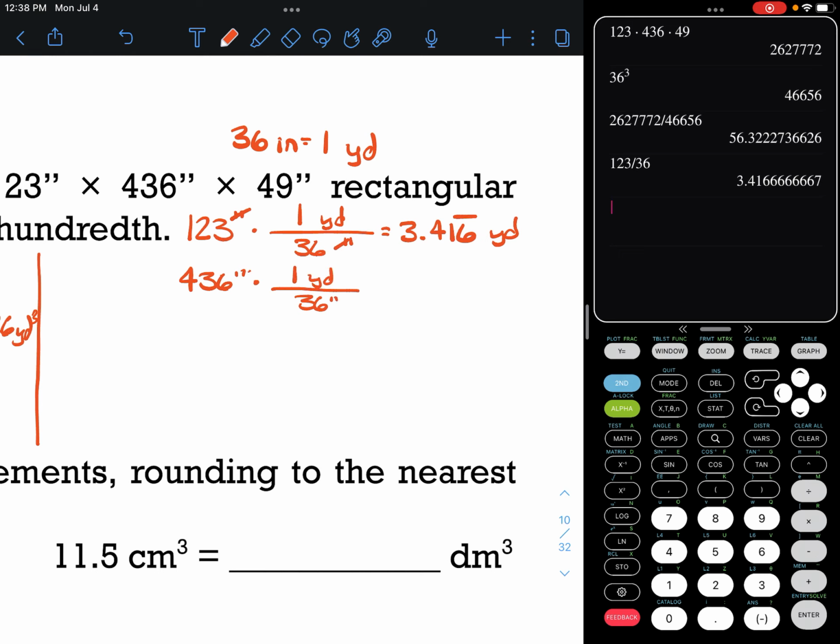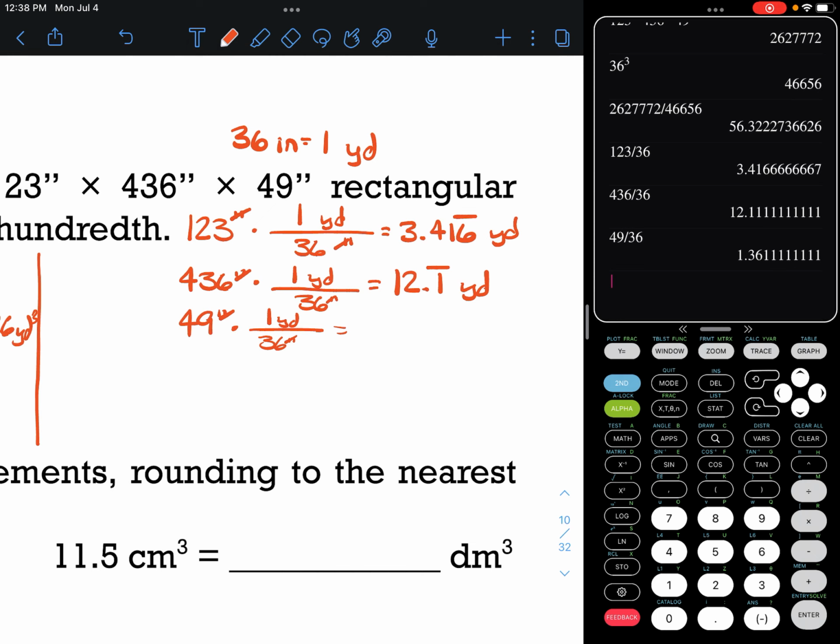Now I'll convert 436 inches into yards, so I'll be dividing by 36. And then the same idea for 49 inches. 49 divided by 36 gets me to 1.361 repeating. So if you do the conversions first, all that's left is to multiply these three numbers together to find the volume. Depending on which way you prefer doing it, you might save yourself a bit of time.